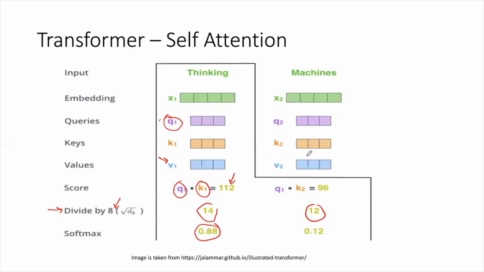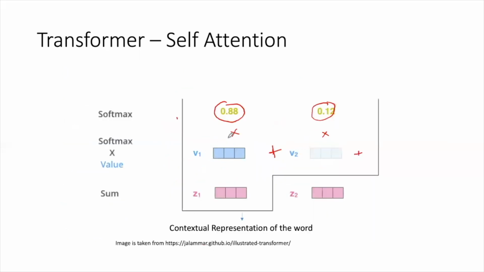So once again, we are only dealing with this word x1. So only for q1 and x1, we generated a representation that is a combination of different value vectors. And that combination is decided based on these scores. So this is the contextual representation of the word that we get.